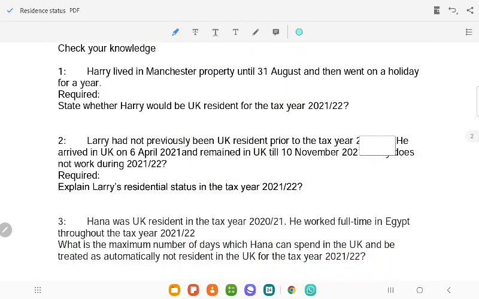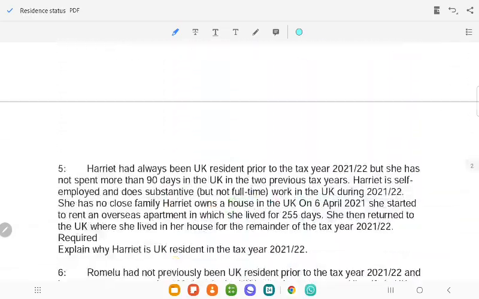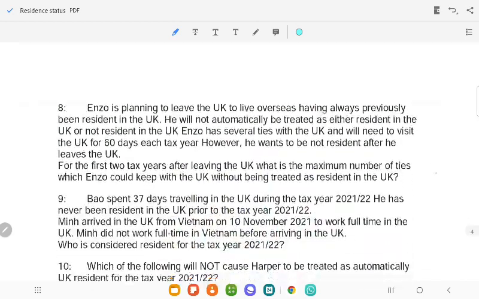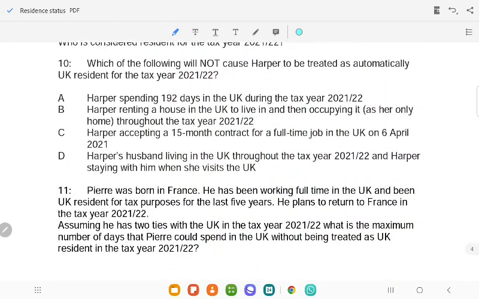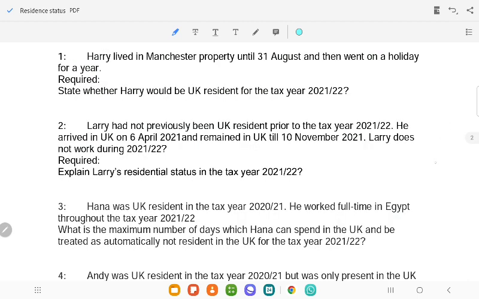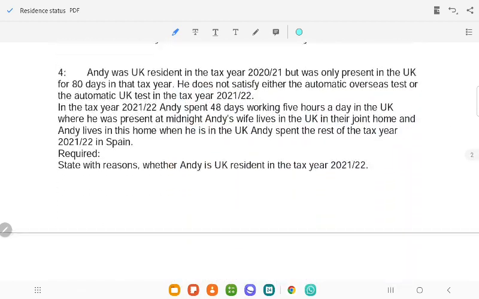Now these are some questions. You need to check these to determine the status of an individual as UK resident. Check and send me their answers.